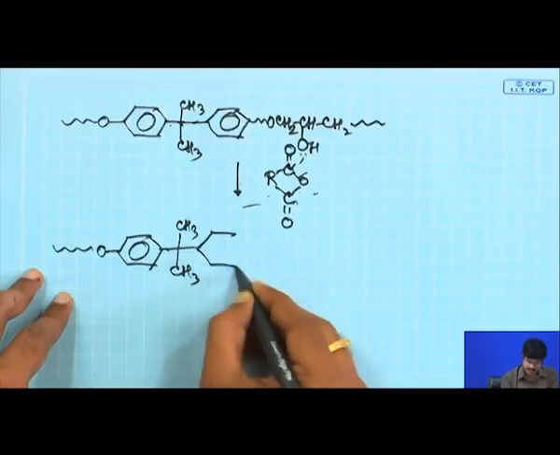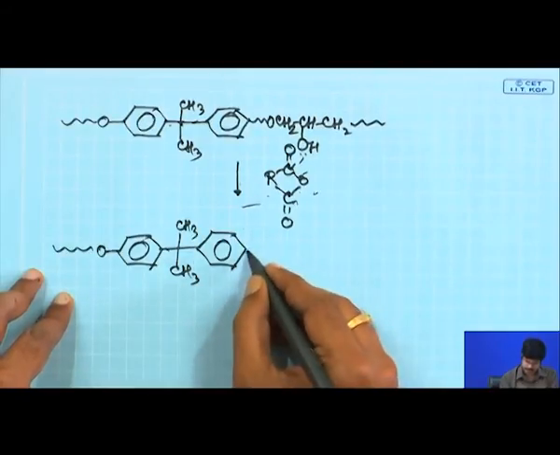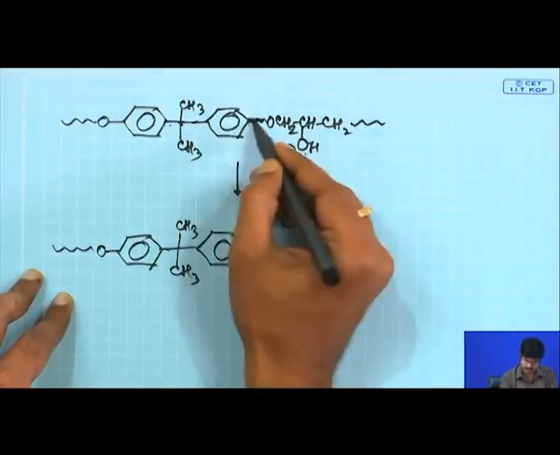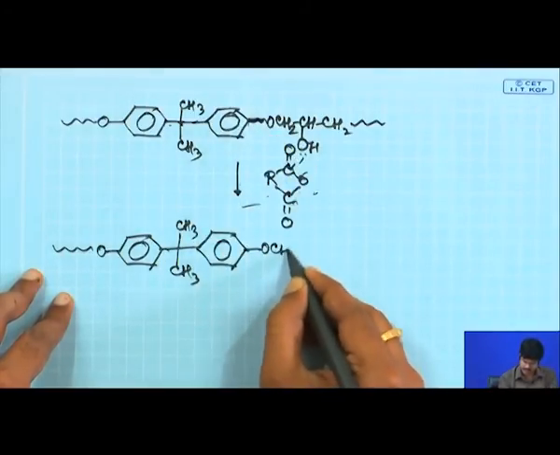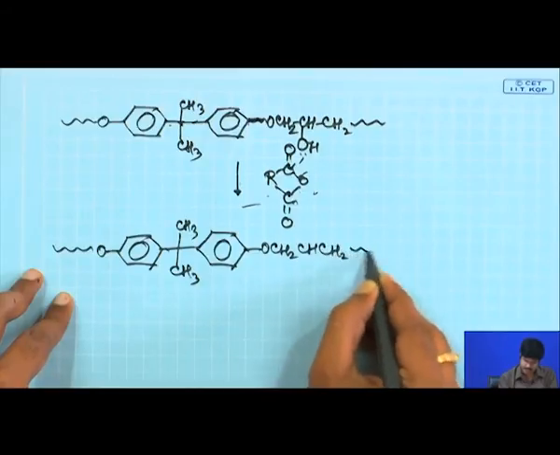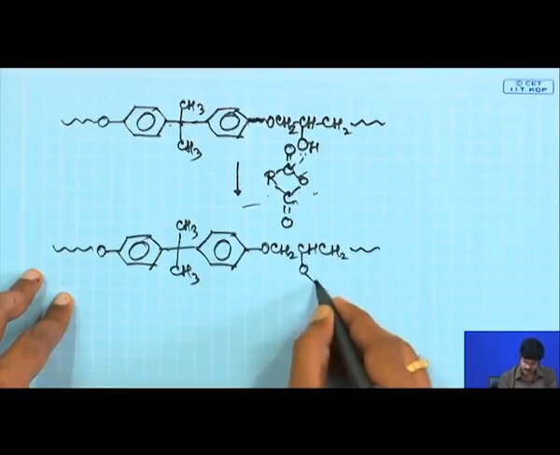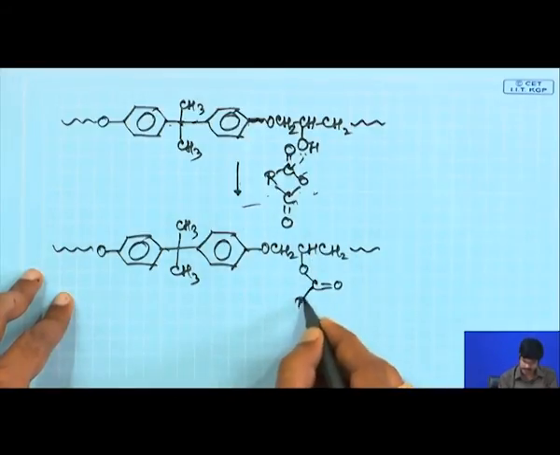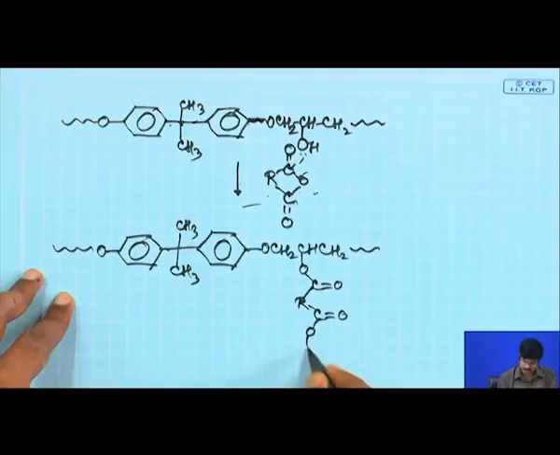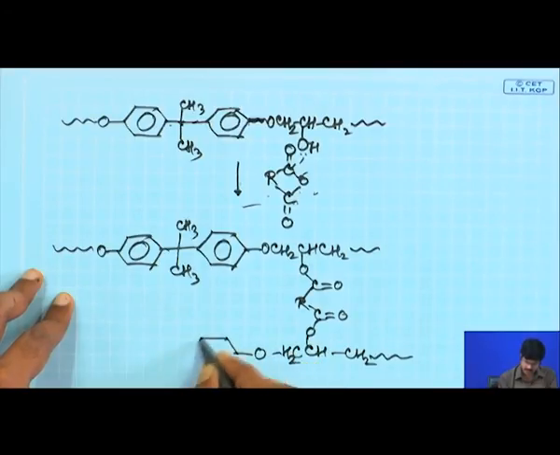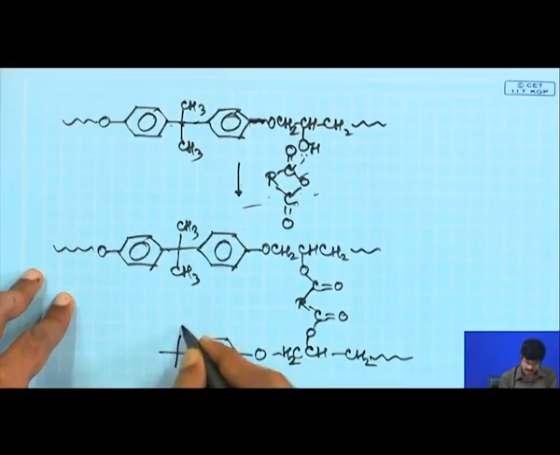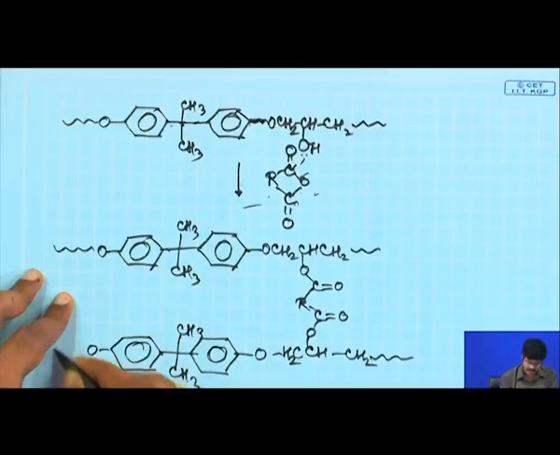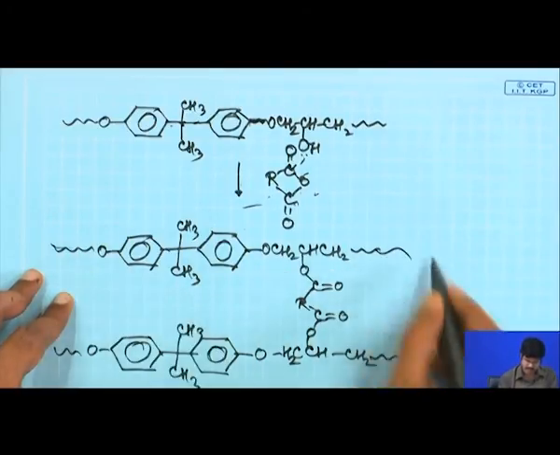CH3 CH3, sorry, this is not a wavy bond. So, O CH2 CH CH2 and then oxygen, the carbonyl, this opens up, and then R CO O, and then you have another CH CH2 here, and then you have CH2 O. So, this is how you can link up two polymer chains, cross linking.